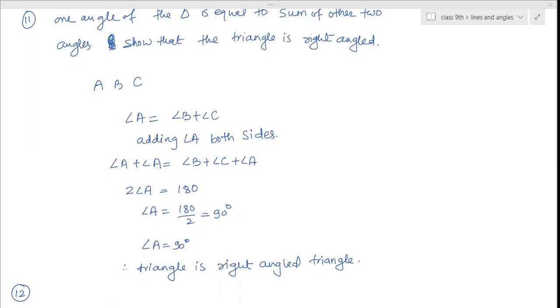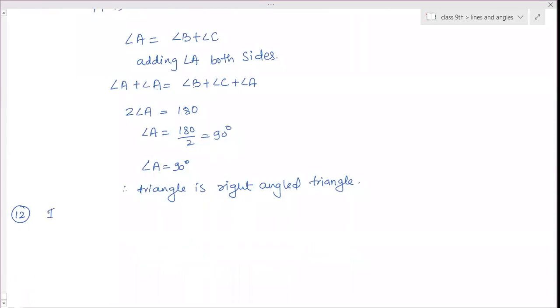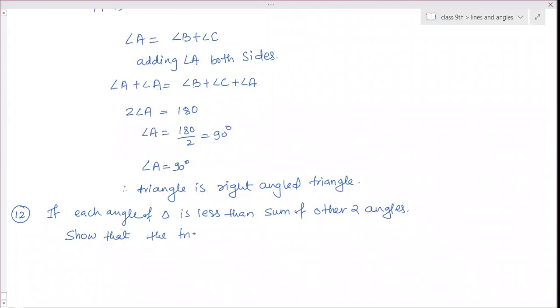Exactly the same question. The next one, the 12th one also. If each angle of the triangle is less than the sum of the other two angles, show that the triangle is acute angled.